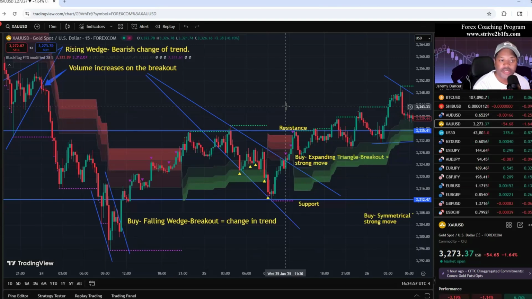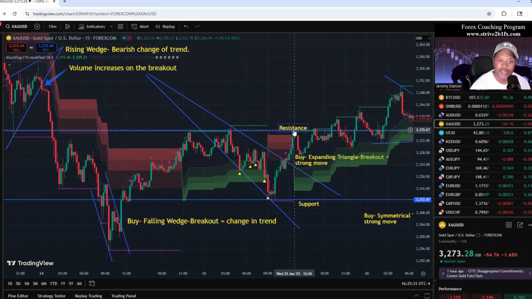Now, one thing to keep in mind when it comes to triangle patterns is that they are strong moves. So if you're wondering, okay, where should I be taking profit? Well, in a triangle pattern, especially a bullish one, you should be looking to take profit at the nearest resistance. So you can see here, I have my resistance line, and I have my support line. So in this situation right here, I would have had a buy, and then I would have been looking to take profit right here at resistance.